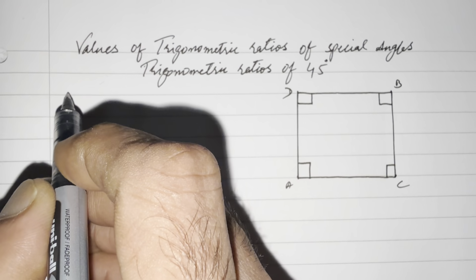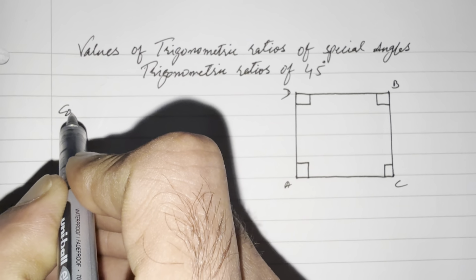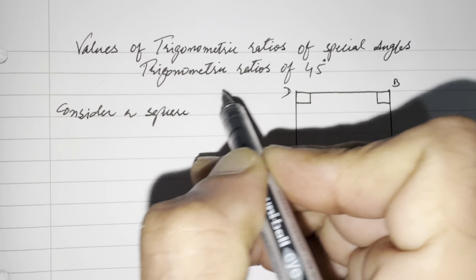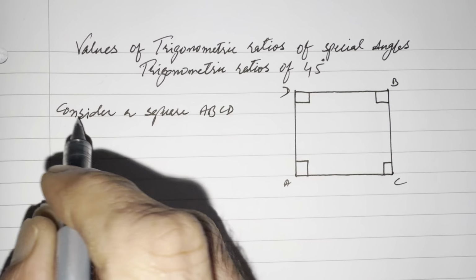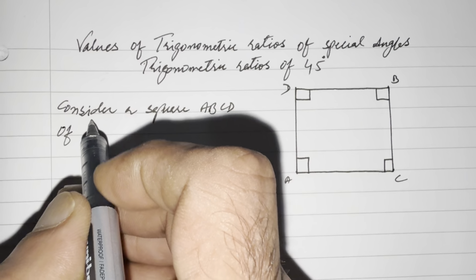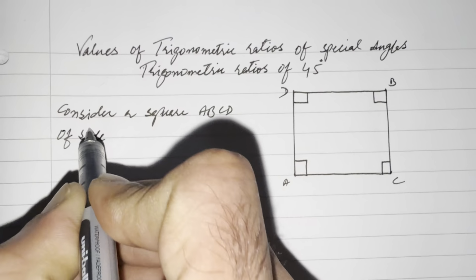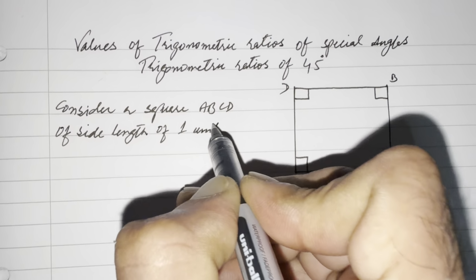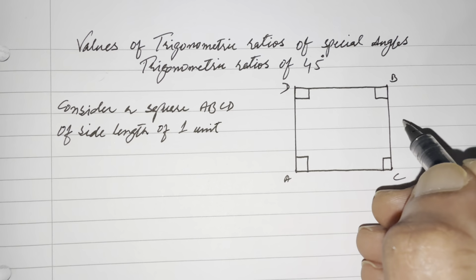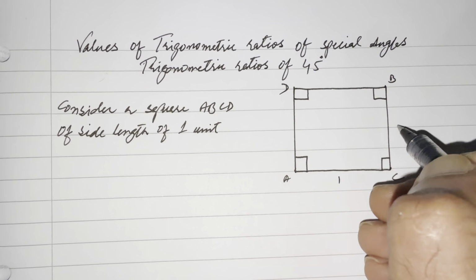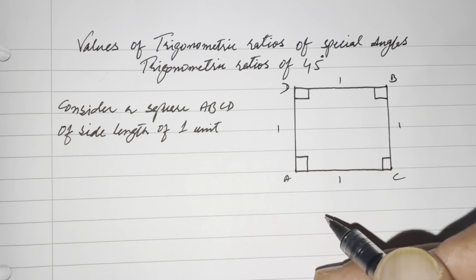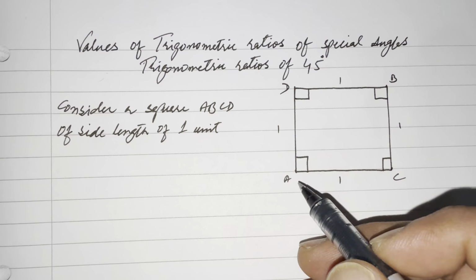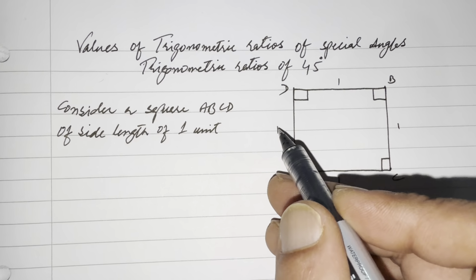So consider a square ABCD of side length 1 unit. One unit means that all the sides have length 1, because the sides of a square are equal. So if we suppose that one length is 1 unit, then all the lengths will be 1 unit.